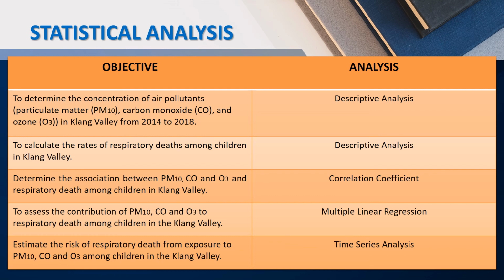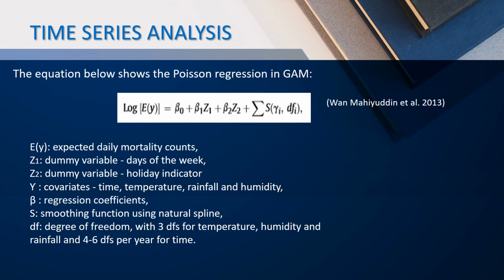And lastly, Objective 5, I will use time series analysis to get an estimation of the risk of respiratory death from exposure to air pollutants. For time series analysis, based on Mahiyuddin et al. 2013, I will use this formula. The equation shows the Poisson regression in generalized additive models. EY refers to expected daily mortality counts. Z1 refers to the variable days of the week. Z2 refers to the variable holiday indicator.